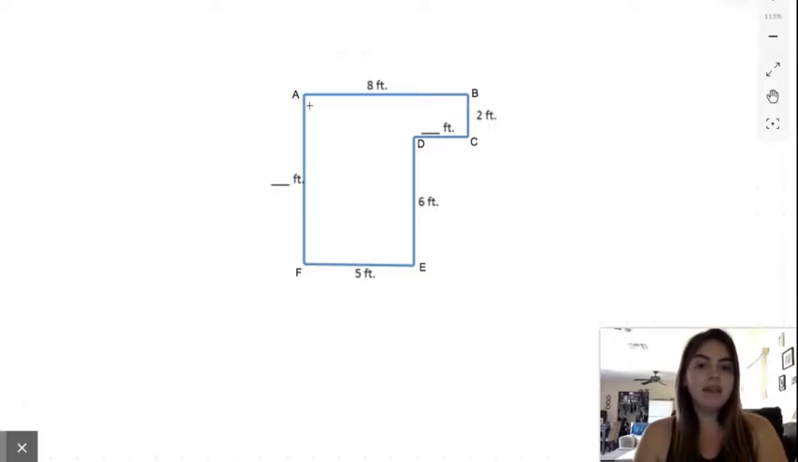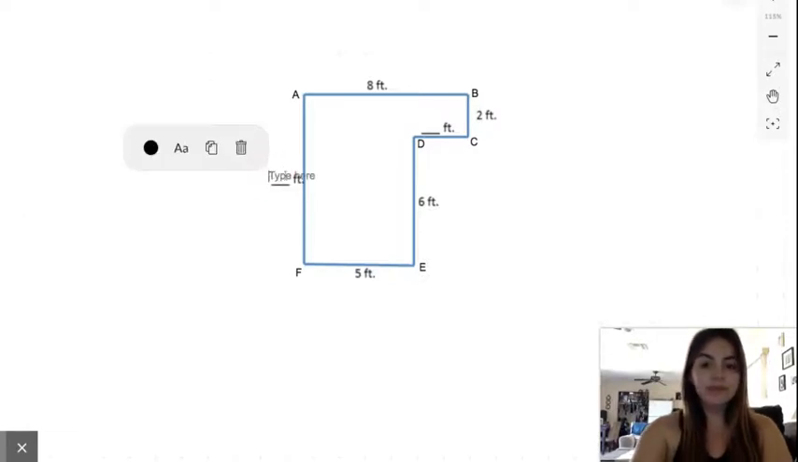I want to go ahead and find the length of side AF before we find the other side. So what do you think the length of side AF is? Well, to find the length of side AF, you would have had to add 6, this length of DE, plus the length of BC here, 2, because these 2 added together will give you this total here, which would give you 8.